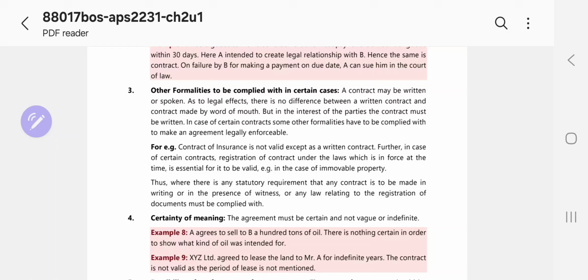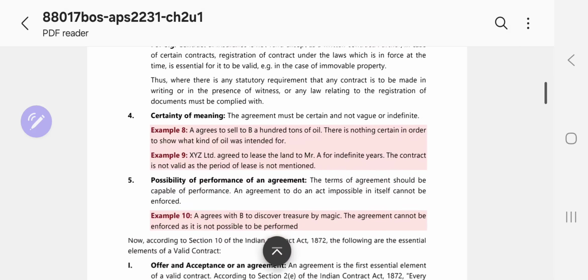So there are two kinds of contracts, written or oral, but some statutory requirements, some statutory obligations, mean there should be a requirement as per the statutory law that the contract should be in a written format. In that case, the party should enter into a written contract to make the contract valid.